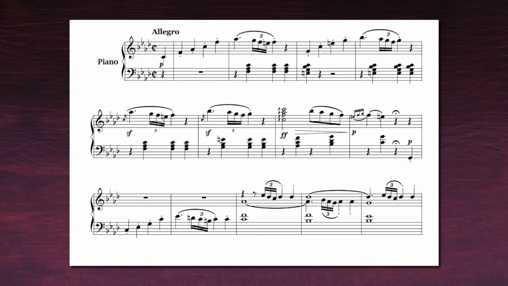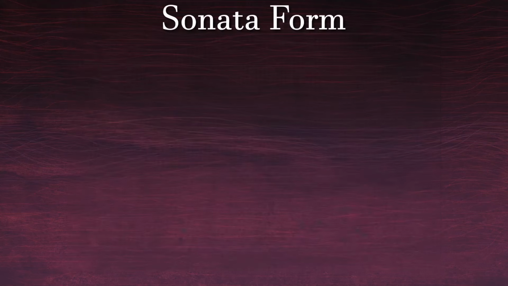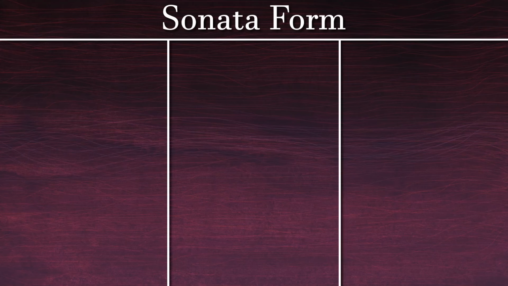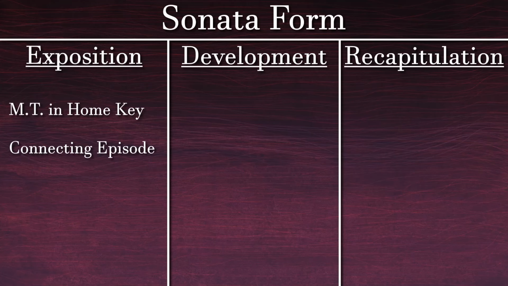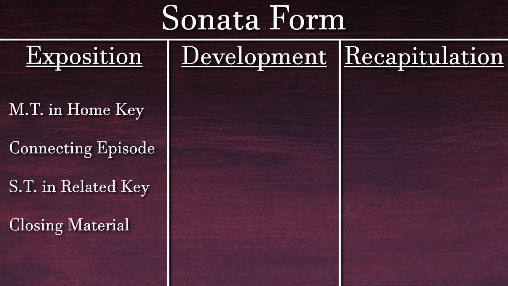Before we begin our analysis, let's do a sonata form overview. The sonata form consists of three sections. The first section is called the exposition. It introduces the main theme in the home key. It's then followed by a connecting episode, a second theme in a related key, typically contrasting the first theme, and closing material. The next section is the development.